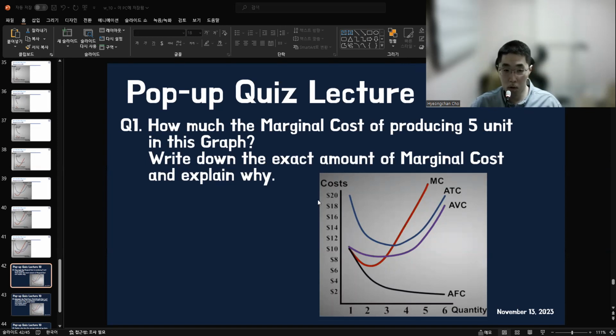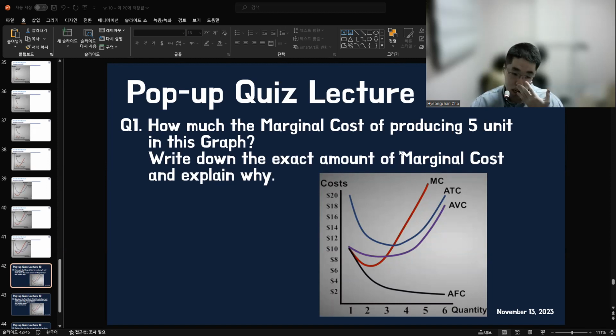All right, so let's look over the 10th pop-up quiz. Question number 1: How much is the marginal cost of producing 5 units in this graph? Write down the exact amount of marginal cost and explain why.